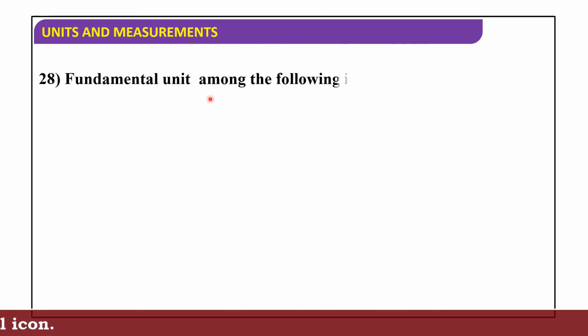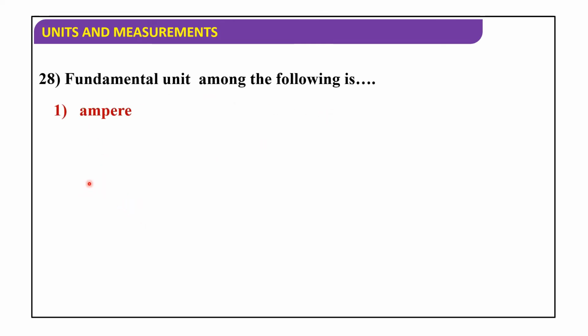Next, the fundamental unit among the following is ampere, Newton, ohm, Weber. In this, the fundamental unit is ampere. For current we are measuring in amperes. So the unit of current is ampere.